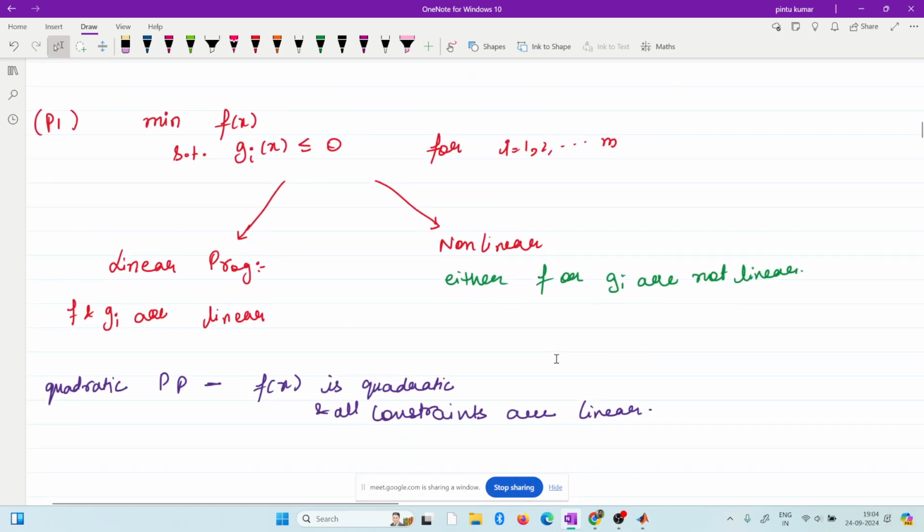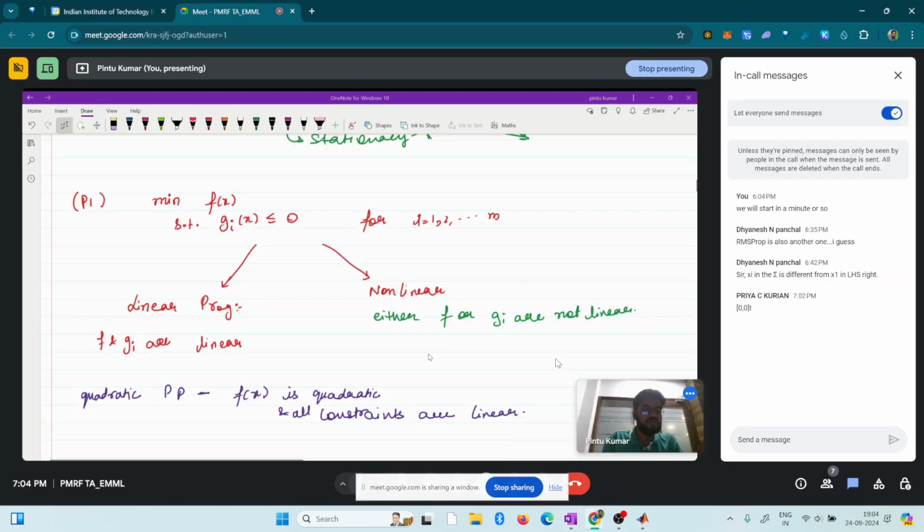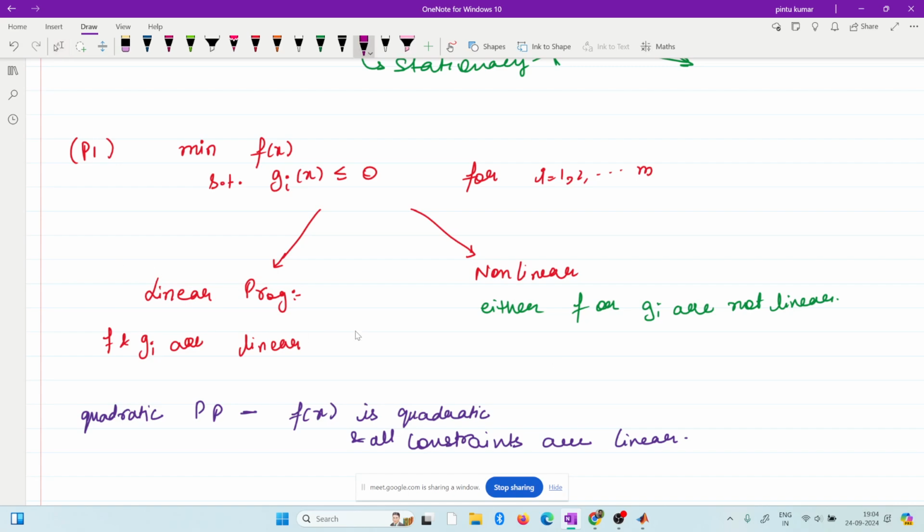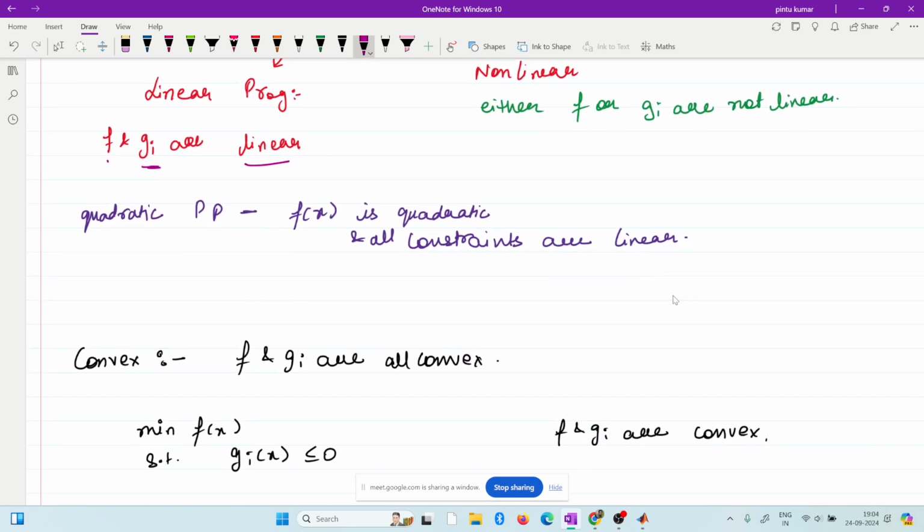Last time we talked about this bifurcation, when we call an optimization problem linear or non-linear. I'll just repeat. If your optimization problem looks something like this: minimize f of x subject to some g_i's less than or equal to zero, then it is called a linear program if all your f and g_i's are linear. Okay. If any of them is non-linear, then you call it a non-linear programming problem. Okay. There is a special class of problem known as the quadratic programming problem, or QPP. In that, your f of x is quadratic.